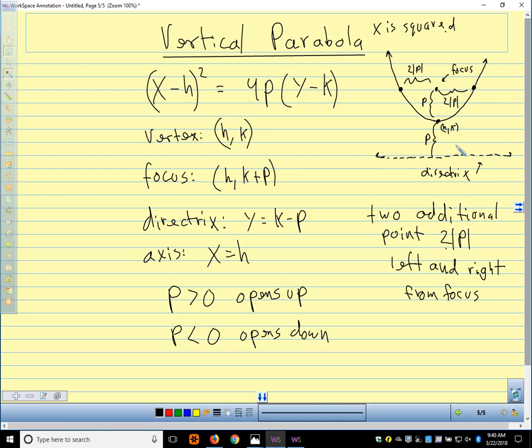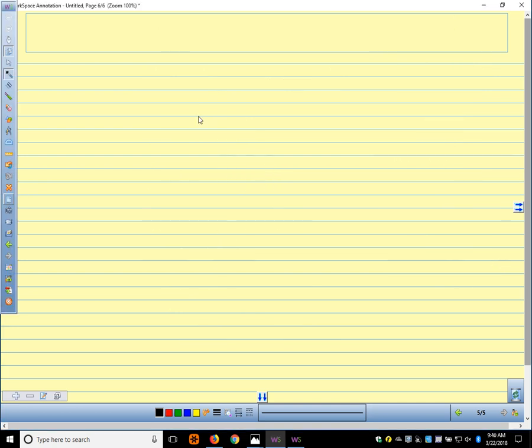It's going to be horizontal instead of vertical? Yeah? That's one piece. Basically what we do is switch the information about the x's and y's. We're going to go left and right instead of up and down. So it's exactly the same idea. We're just moving in a different direction. So let's do that. Horizontal parabola.